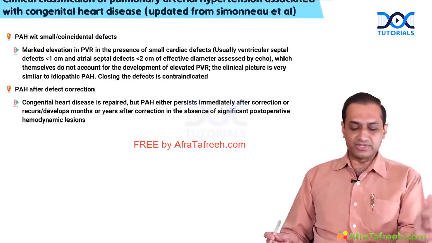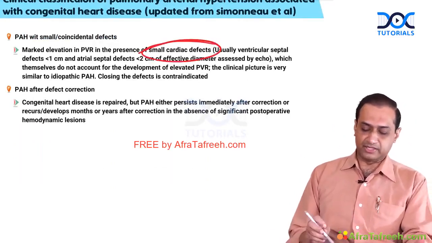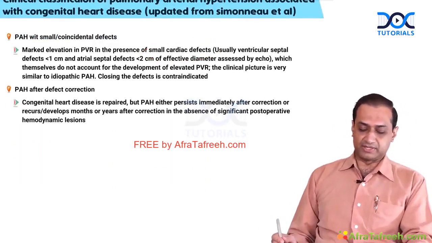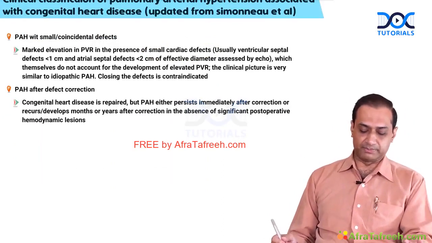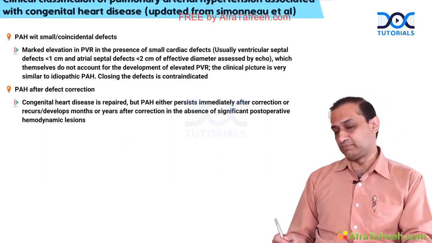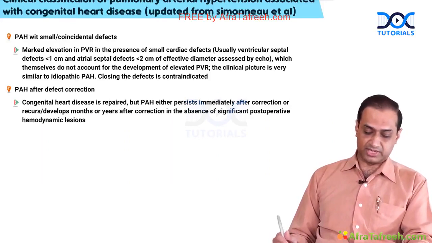PH with small coincidental defects, that is marked elevation in PVR in the presence of small cardiac defects, usually ventricular septal defects less than 1 mm, ASD less than 2 mm. They themselves do not account for the elevated PVR in the clinical picture. They should hence be treated like idiopathic PAH, because closing the defect is contraindicated.